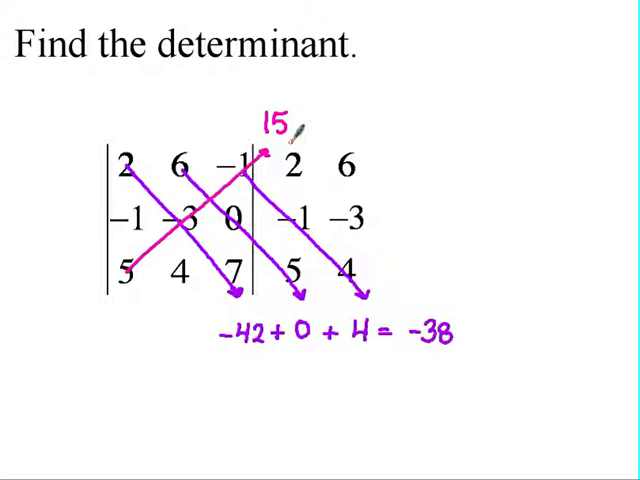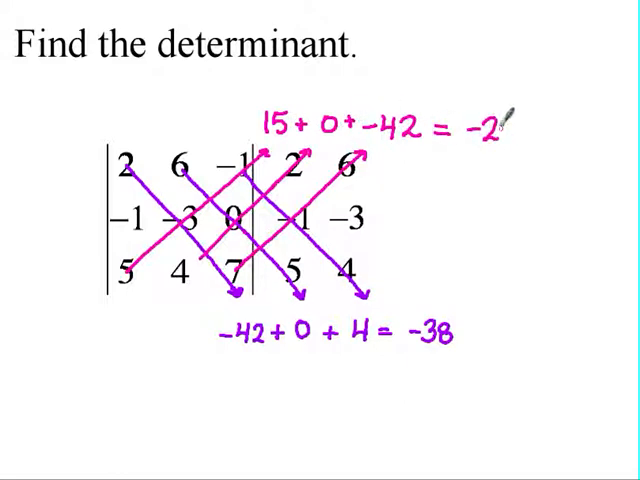What do you get on the next one? So I get 0. And then what do I get along that third diagonal? Negative 42. I'm going to go ahead now and add all those together. And what do you get?